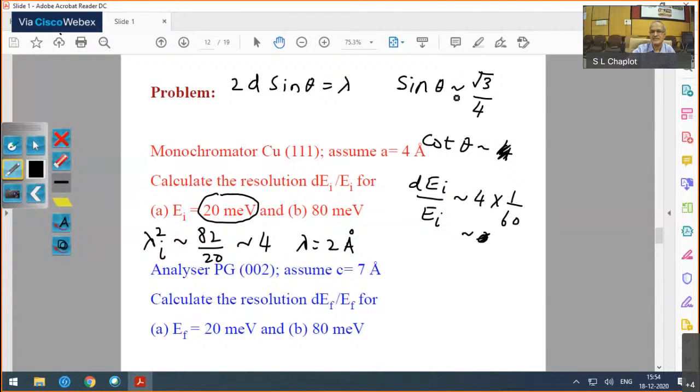Sin theta is root 3 by 4, and cos theta equals the square root of 1 minus sin squared theta, so 13 by 16. And then this would be root of 13 by 4. So cot theta is 4 upon root of 13. Okay, that is cot theta.